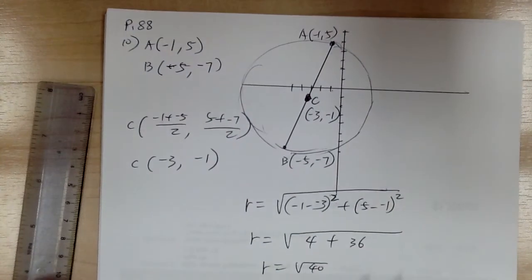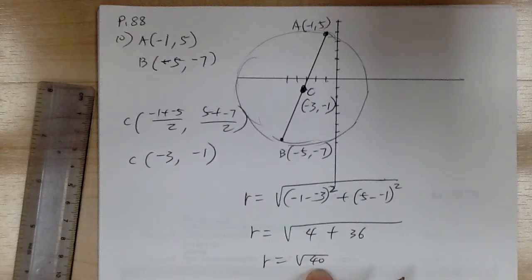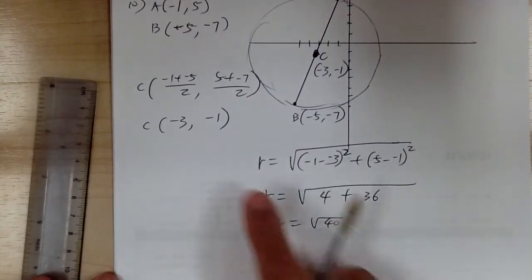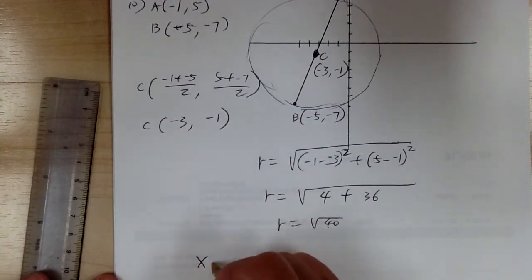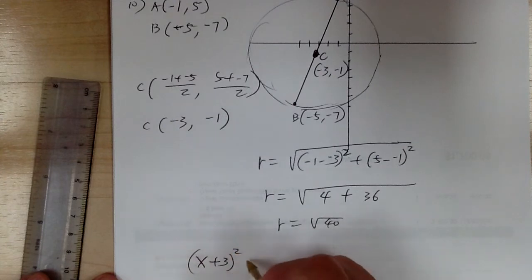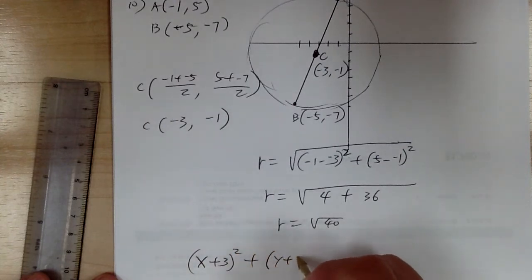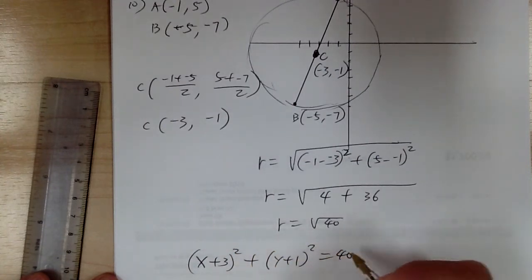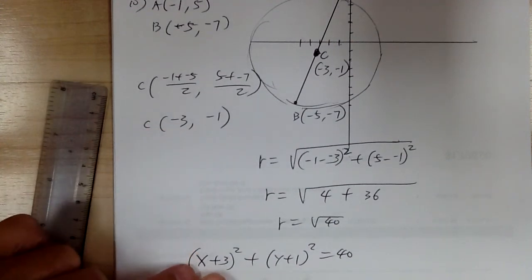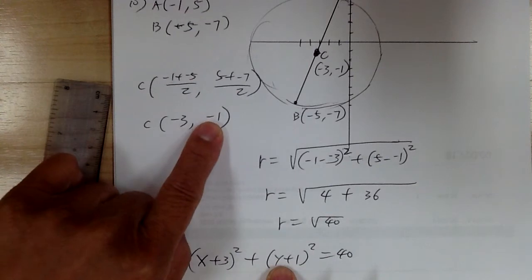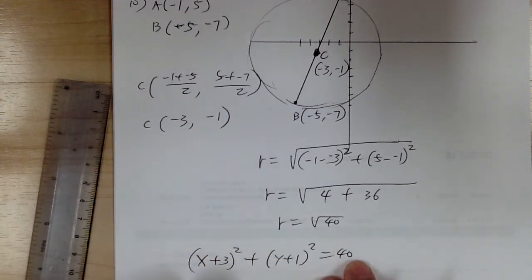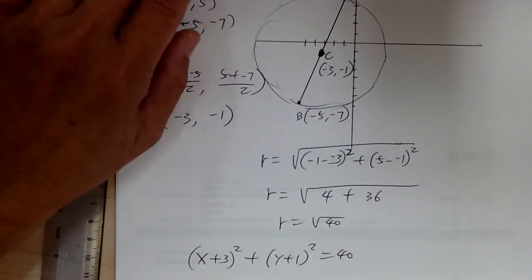Again, don't waste time simplifying that, because you're going to need r squared. Okay, so now you've got the center and you've got the radius. So your equation would be x plus 3 squared plus y plus 1 squared equals 40, right? So you've got x minus h, y minus k, and then you have the r squared. Okay, let's go to number 12.